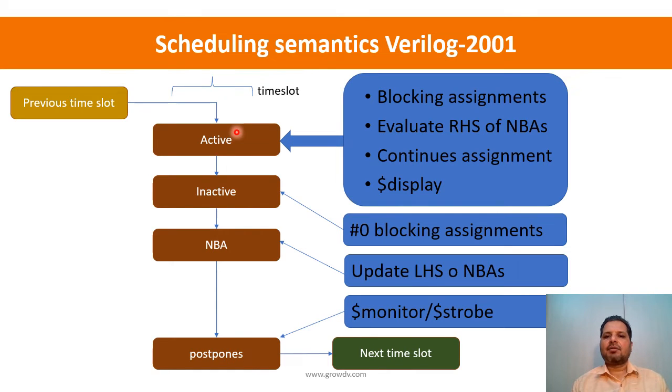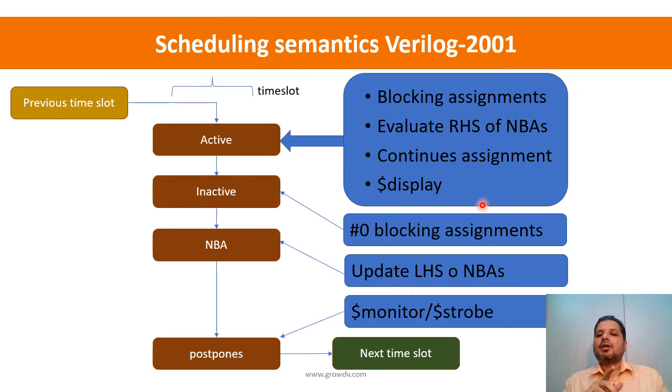So we have an active region in which we were executing the blocking assignments, and since all the blocking assignments were getting executed in the active region, the latest value was reflecting, and because of that the dependencies were leading to the indeterminism. But when we use the non-blocking assignments, what happens is in the active region we only evaluate the RHS of whatever we are assigning, but it doesn't get assigned, right?